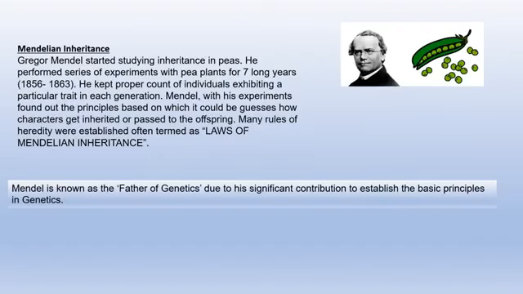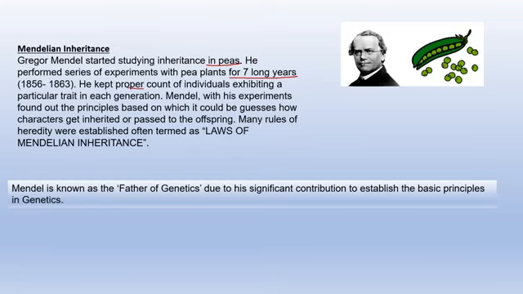Gregor Mendel started studying inheritance in peas, and he performed a series of experiments with pea plants for 7 long years. He had grown almost 30,000 pea plants, and he did all the experiments with these many pea plants. Then he came to a conclusion and formed his own laws based on inheritance. We call them laws of inheritance.